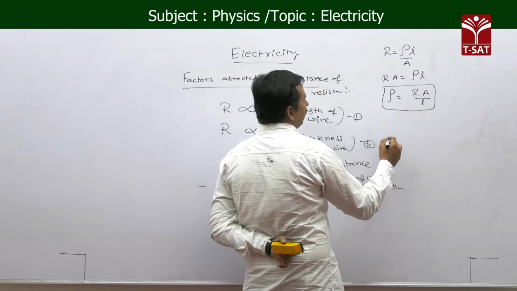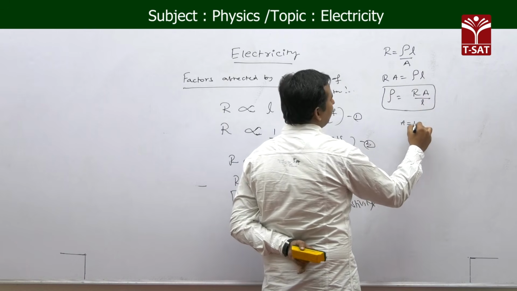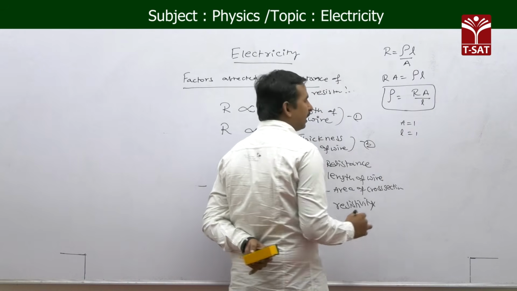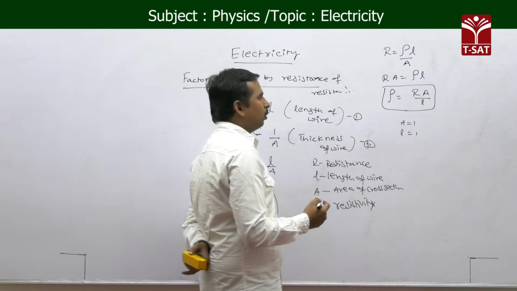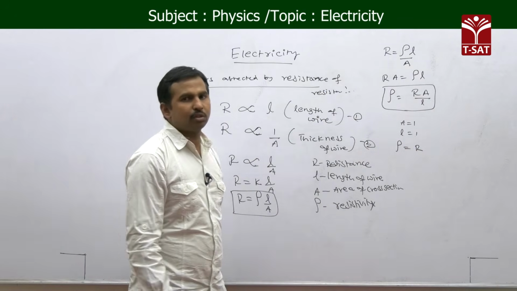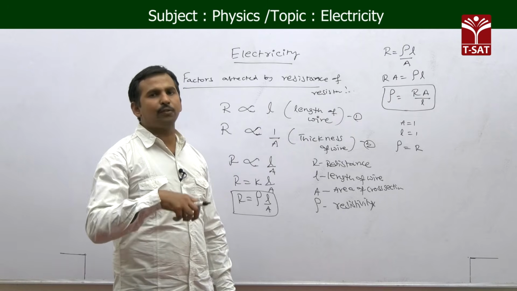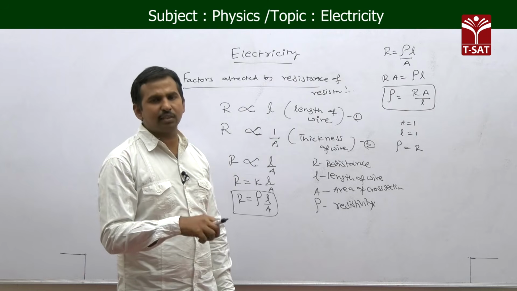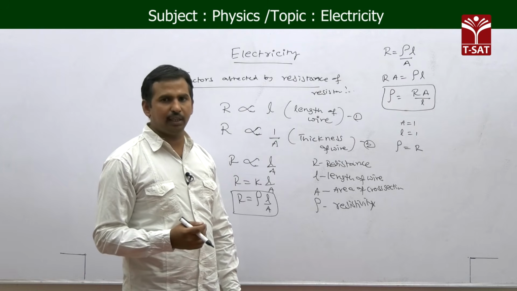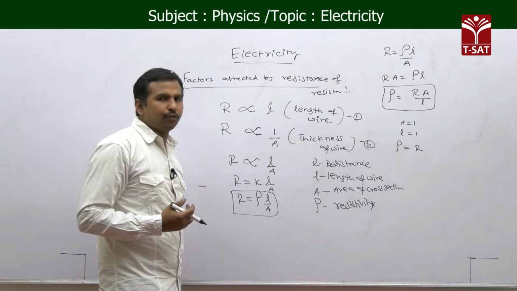Okay. And if you take rho equal to RA by L, with area of cross section 1 meter square and the length also 1 meter, then resistivity is nothing but equal to the resistance. So resistivity means the resistance offered by 1 meter of wire having thickness 1 meter square. That we call resistivity.